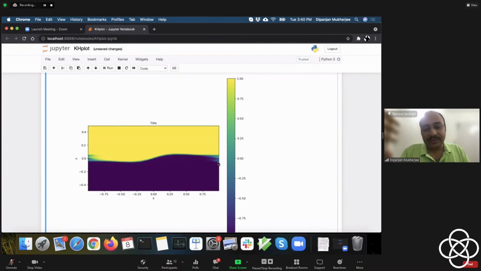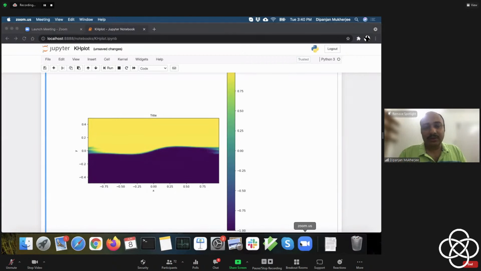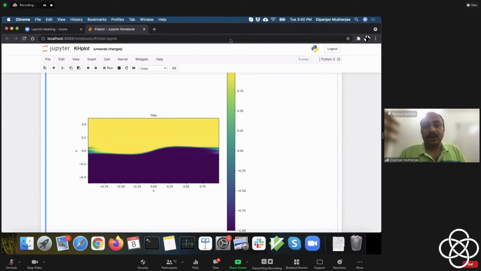So magnetic fields can suppress Kelvin-Helmholtz vortices, but that strongly depends on the direction of the magnetic field. If the magnetic field is along the direction of motion of these two layers, then it will suppress. If the magnetic field is perpendicular, then it will have no effect and the vortices will develop as if there is no magnetic field.